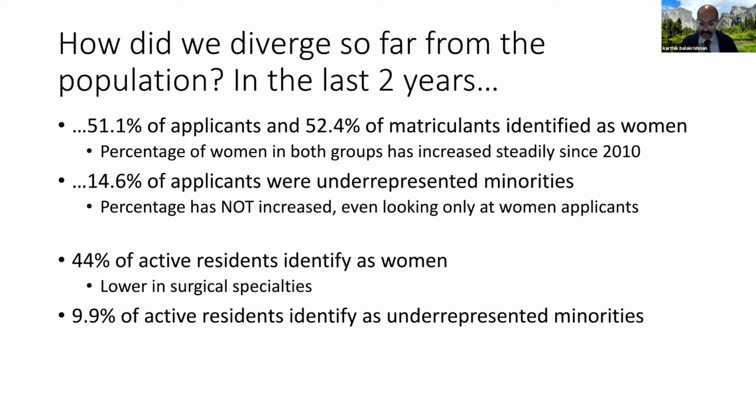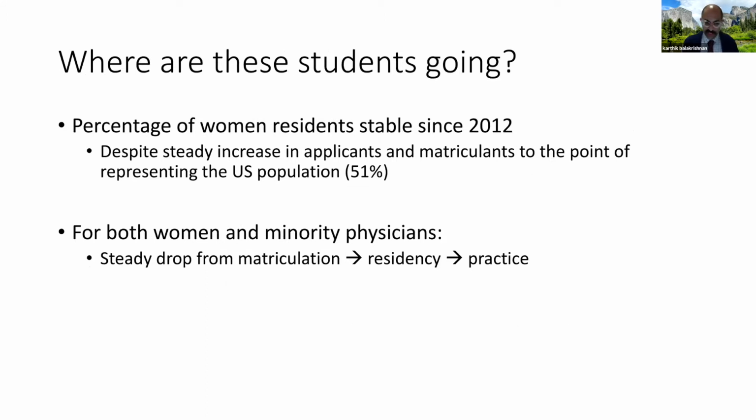When we look at the next stage of training, let's look at residency. 44% of active residents identify as women, but that proportion is lower in the surgical specialties, and less than 10% identify as underrepresented minorities. So where are all these students going? Well, despite a steady increase in the proportion of women applying and matriculating in medical schools, the percentage of women residents has been rock stable since 2012.